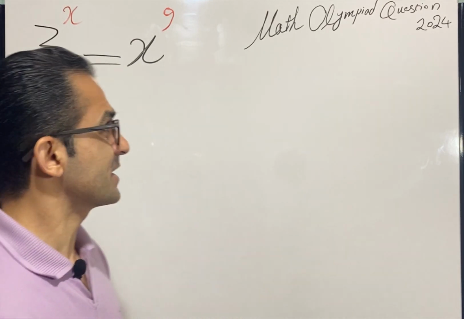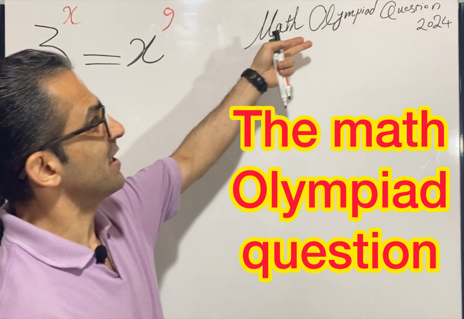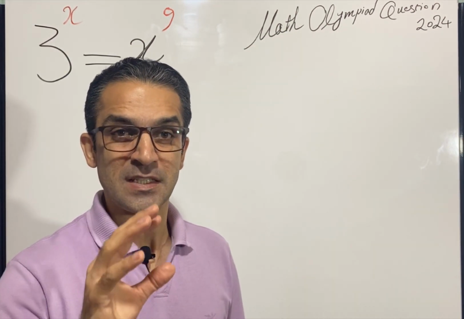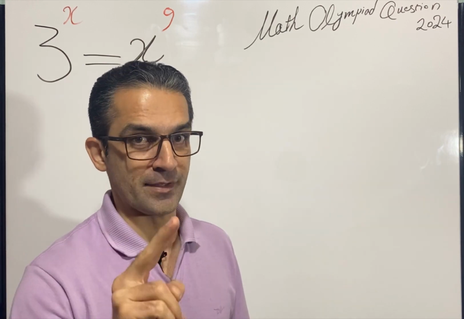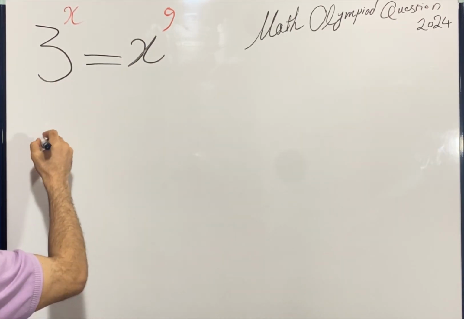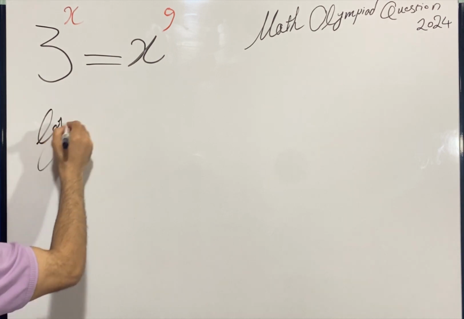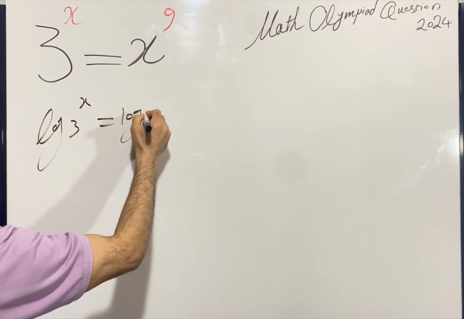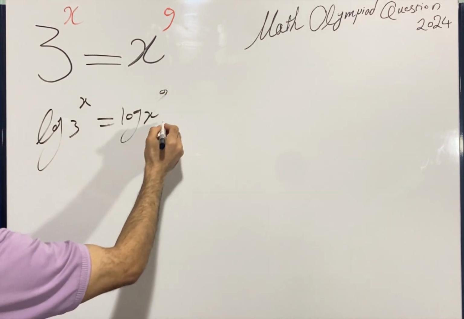In this tutorial, I want to tell you how to solve the Math Olympiad question by a log property that you've never seen anywhere. By logarithm, I take log of both sides. Log 3 to the power of x equals log x to the power of 9.